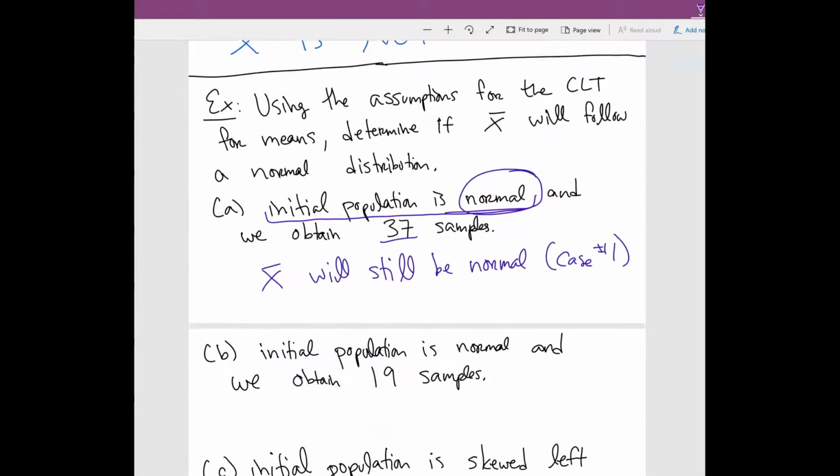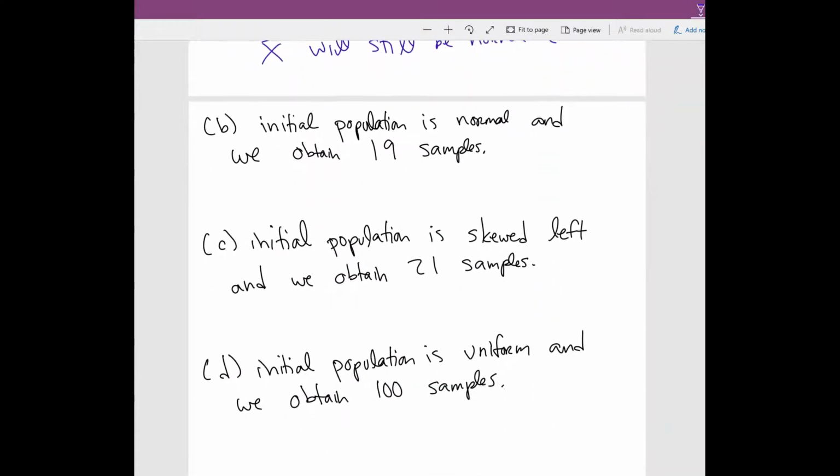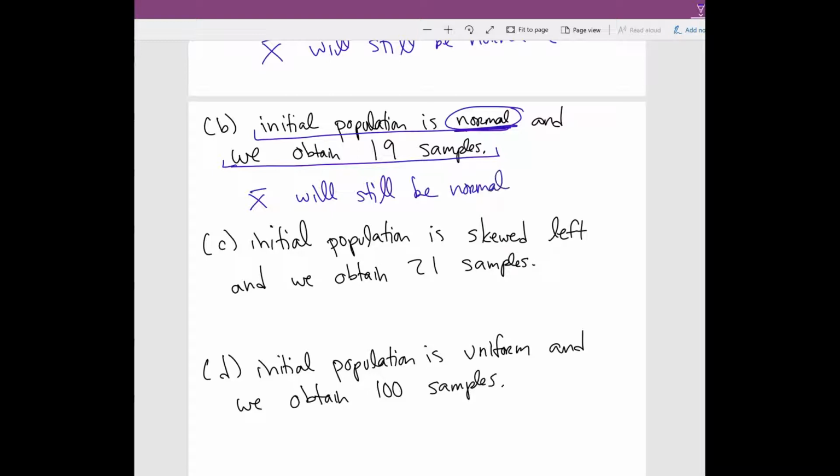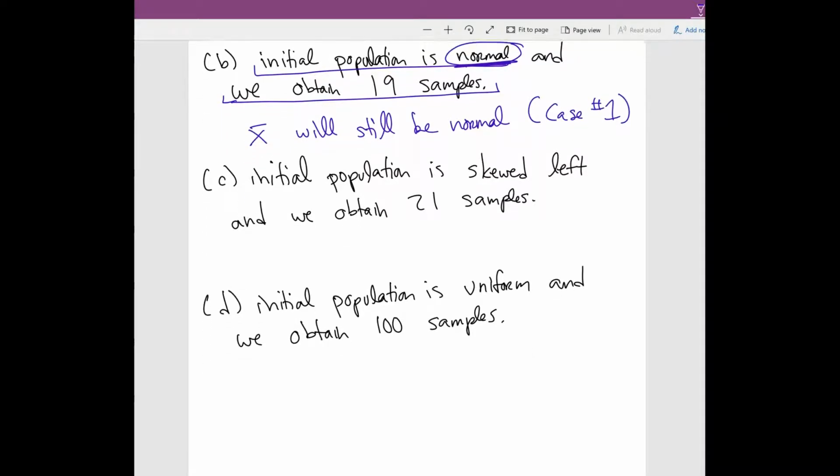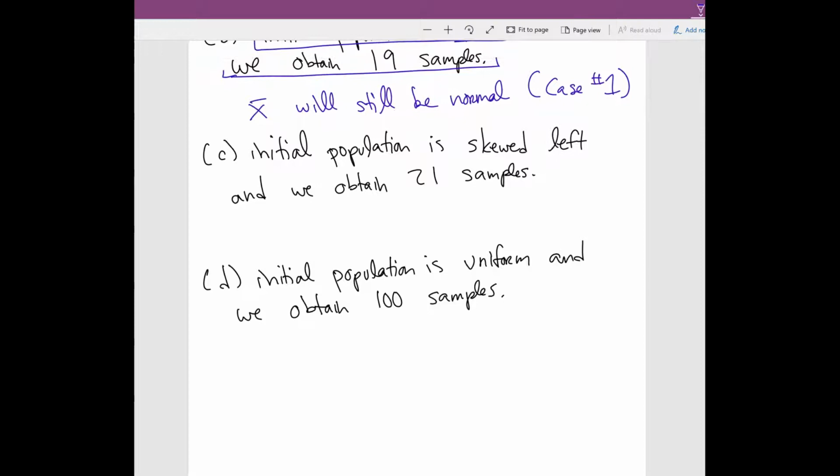Now let's look at part B. The initial population is normal and we obtain 19 samples. We already know that it's normal, so n doesn't even matter. 19 samples is less than 30, but that doesn't matter. The fact that it's normal overrides it. So x bar will still be normal. This is also case number one again. All right, so part C: the initial population is skewed left and we obtain 21 samples.